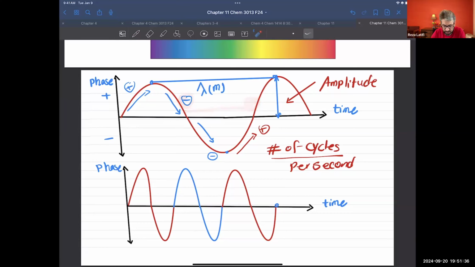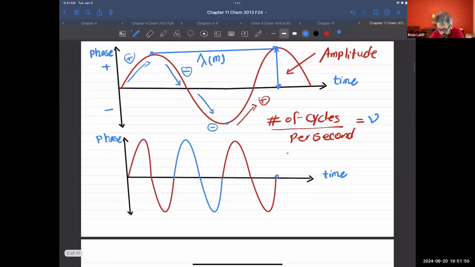Okay, that's one. Next, we said frequency is the number of cycles per second. Frequency, we show it by nu. This is the symbol that we use for it, and frequency has a unit of 1/second or hertz. Okay, let's count the number of cycles. For example, I'm going to pick this point, and I'm going to ask myself how many cycles are passing that point.